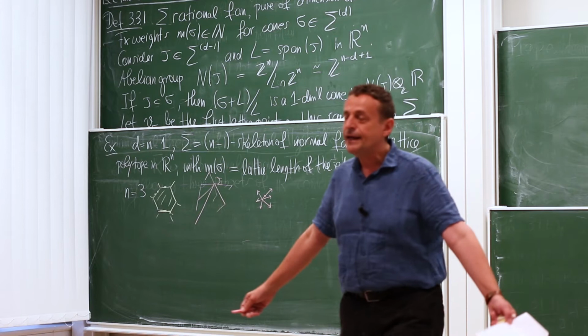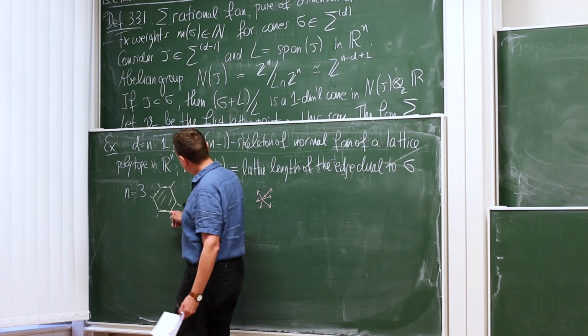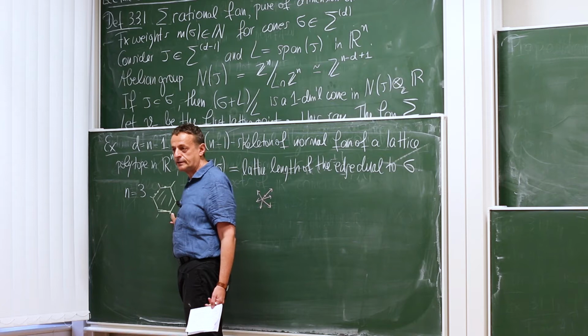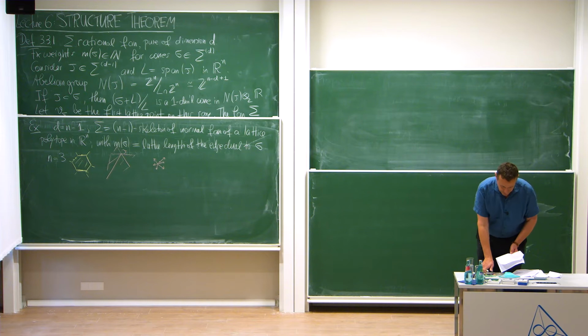That's because the 6 yellow vectors add up to 0, right? You go, you go, you go, you close the loop, right? So if you think about these as directed vectors, they add up to 0, but these are the same vectors, they're just rotated by 90 degrees, okay? So that's how you see this for a convex polytope and its normal fan.